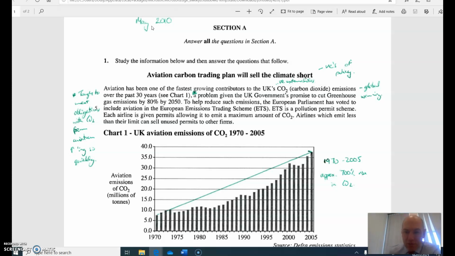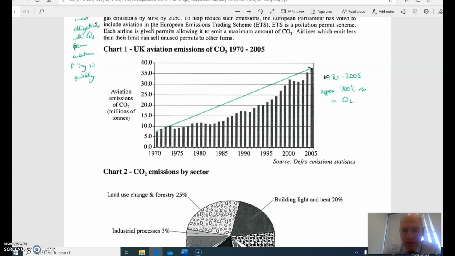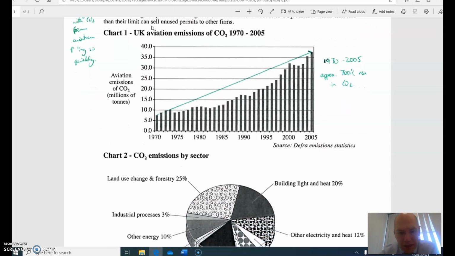To help reduce such emissions, the European Parliament has voted to include aviation in the European Emissions Trading Scheme. That's pollution permits. Each airline is given permits allowing it to emit a maximum amount of CO2. Airlines which emit less than their limit can sell unused permits to other firms. In terms of the table, I was asked to look at this, and looking roughly at the millions of tons of carbon dioxide, that's risen from around 7 to over 35, so around a 700% rise.